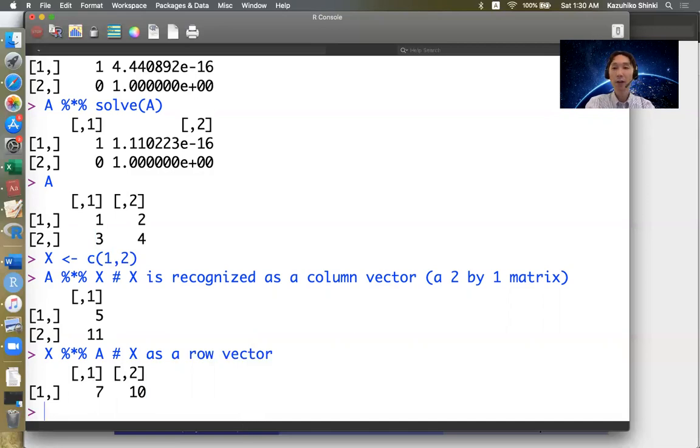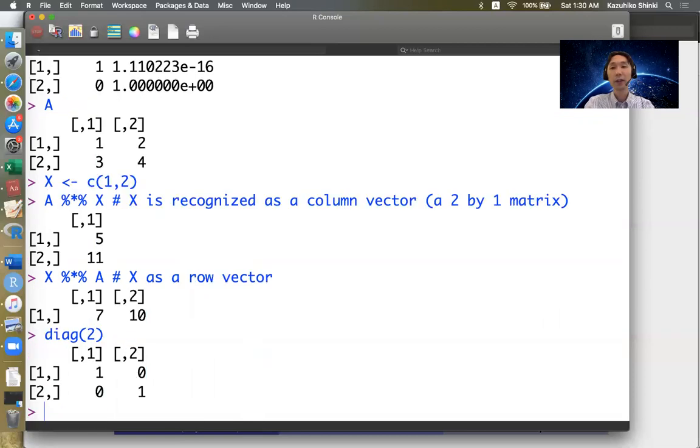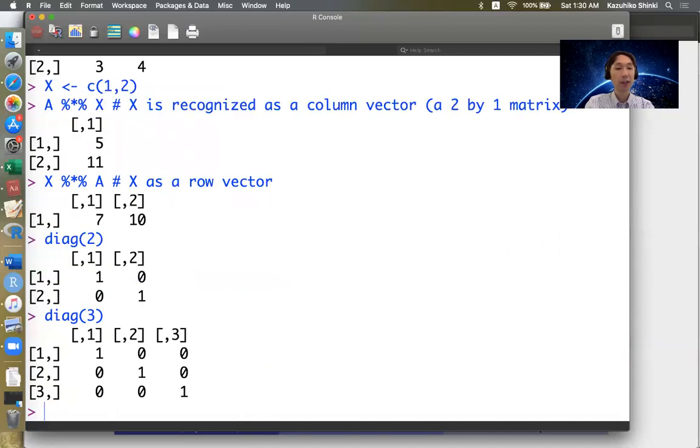So this is how we do matrix calculations: addition, subtraction, multiplication, and inverse matrix. And also we think about the matrix times vector. And next, diagonal matrices, diag of 2. This gives the 2 by 2 identity matrix, so 1, 0, 0, 1. And diagonal 3 gives the 3 by 3 identity matrix.